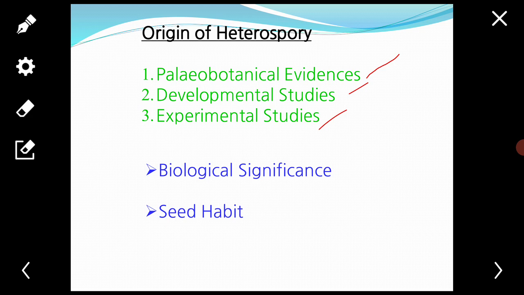Paleobotanical evidences show that the earlier vascular plants were all homosporous and the heterosporous condition appeared subsequently in the lowermost upper Devonian. A number of heterosporous genera belonging to the Lycopsida, Sphenopsida, and Pteropsida were known in the late Devonian and early Carboniferous periods.